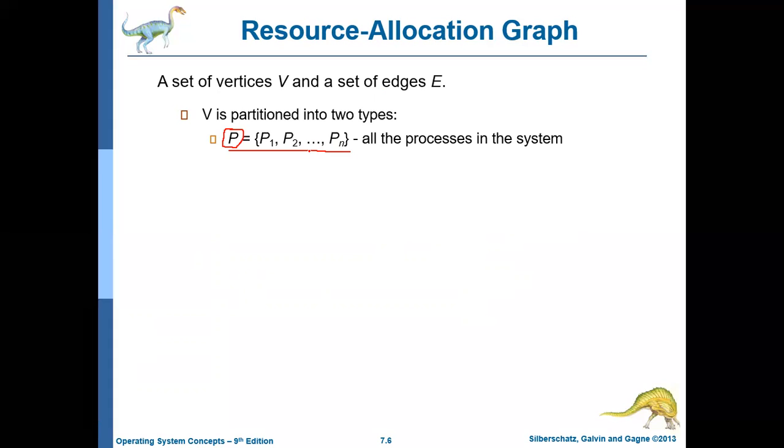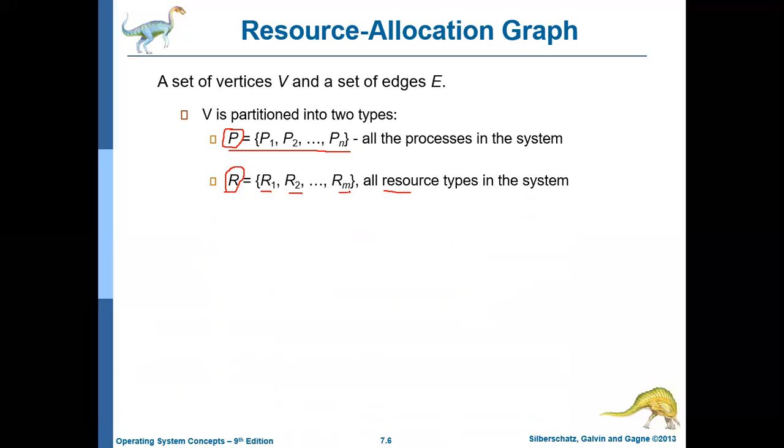As I have mentioned, there will be two types of vertices. The first type of vertex is process. The second type of vertex is resource. All the resources in the system are also represented through vertices, and the resources are represented through the letter R. That is, R1 represents resource 1, R2 represents resource 2, and so on up to Rm, which represents resource m.